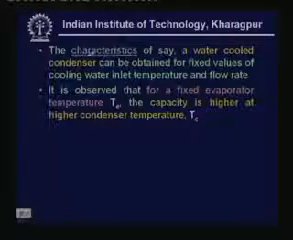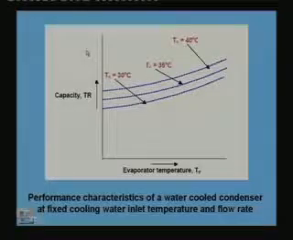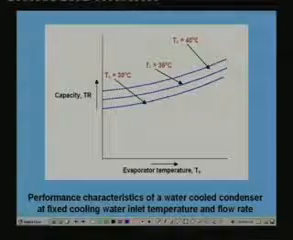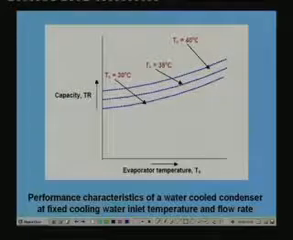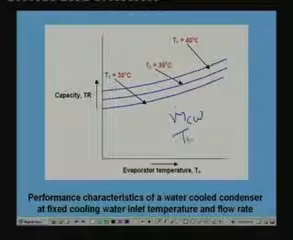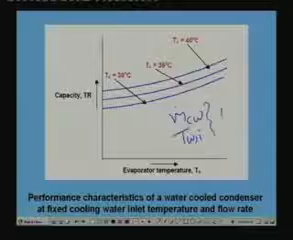So let me show the graph first. This is the typical performance characteristic of a water cooled condenser at fixed cooling water inlet temperature and flow rate. That means here the mass flow rate of cooling water and the cooling water inlet temperature, these two are fixed.